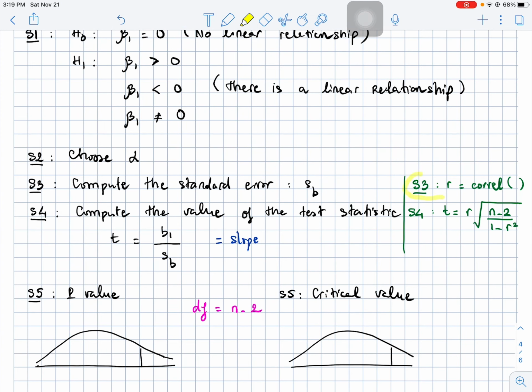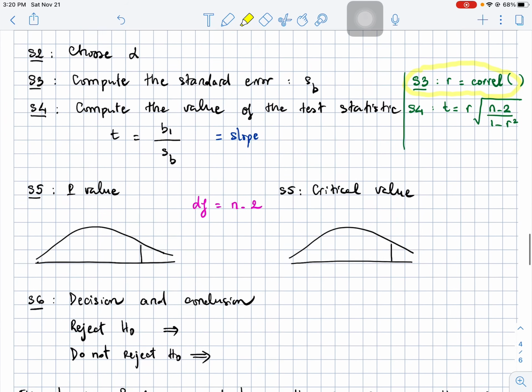In step number 3, you can compute the correlation coefficient R. The Excel command is correl. After you find R, you calculate the statistic T, which is equal to R times the square root of n minus 2, divided by the square root of 1 minus R squared.